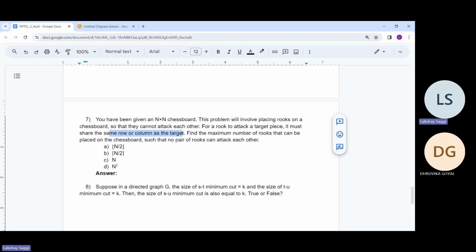So if a target is in the same row as the rook or in the same column as the rook, then the rook can attack the target. The problem involves placing rooks on a chessboard so that no two rooks can attack each other. Like if we place three rooks on three squares, then no two of those rooks should be attacking each other. Now we want to find out the maximum number of rooks that can be placed on the chessboard such that no pair of rooks can attack each other.